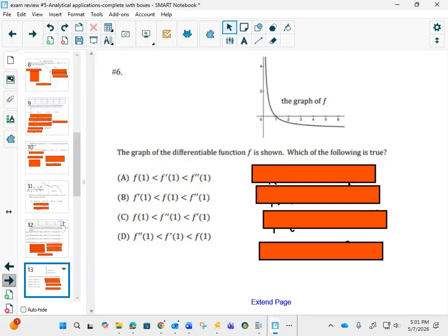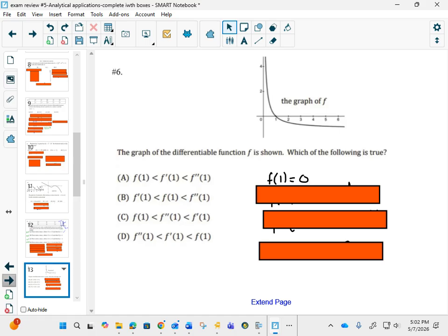There's a graph of f. Which of the following is true? So I see in the answers f of 1, f prime of 1, f double prime of 1. How do I figure these things out? Well, f of 1 I can figure out. That's equal to 0. In fact, that is the only thing that I know for sure.